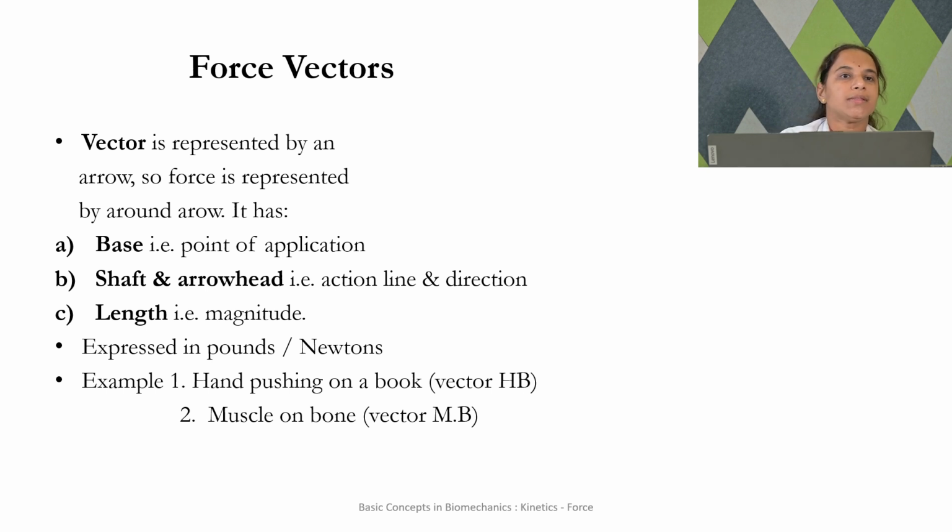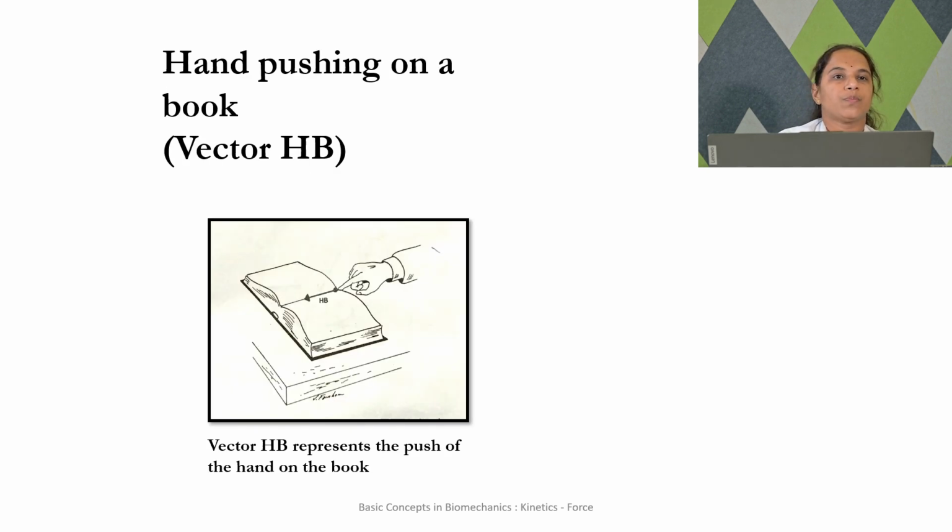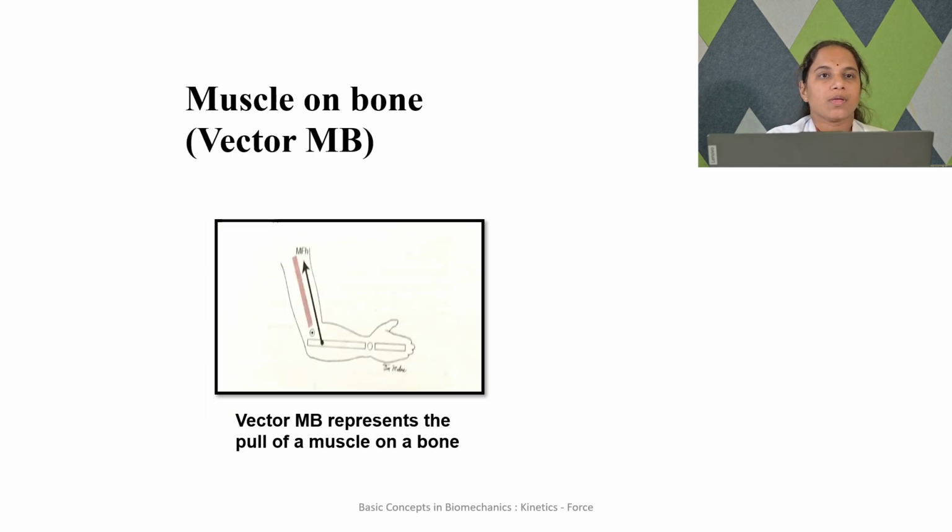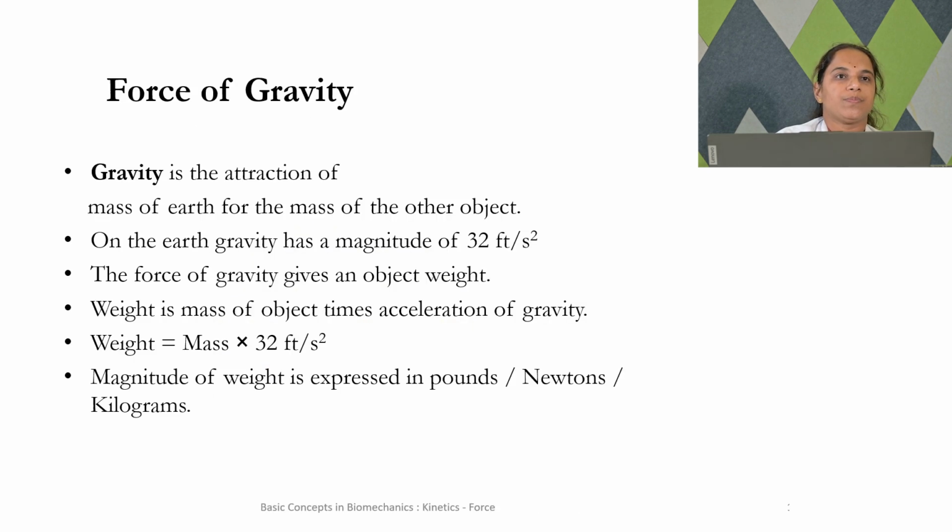So let us see the example of force. This is a vector HB, that is hand pushing on book. You can see a base, then shaft and the arrow. Example of human body. You can see a forearm hand segment, muscle on bone vector. So it has got base, then shaft and the arrow which is indicating the direction.